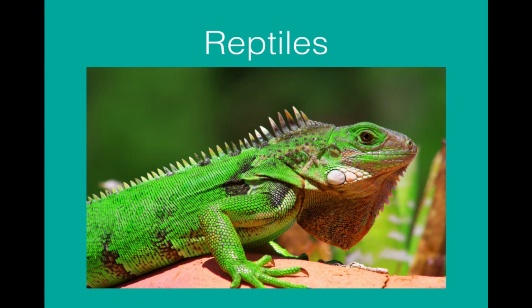The third class are the reptiles. Reptiles can be identified by having dry scales covering their skin. They're poikilothermic, so they're not homeothermic and can't maintain their own body temperature, but instead they need to get their heat from the environment. They are internally fertilized and lay soft-shelled eggs on land.